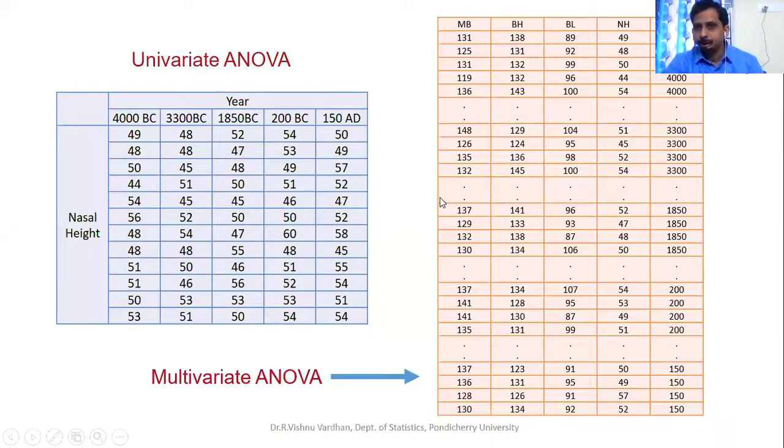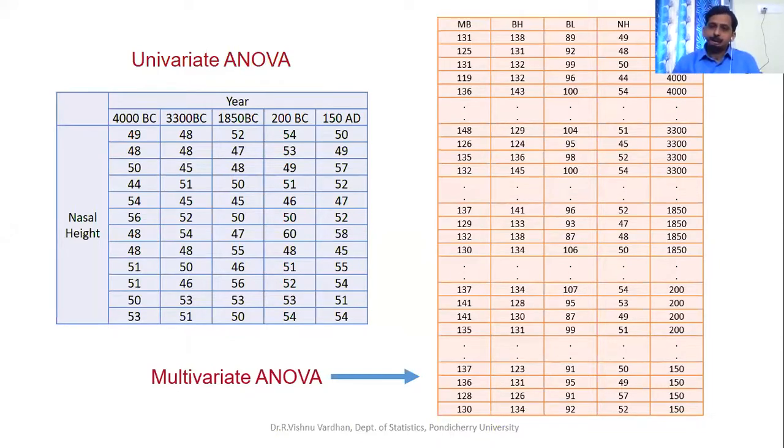Similarly, if I have different regions or any other factor, then that will become a two-factor MANOVA. As we have one-way ANOVA and two-way ANOVA, similarly here we have one-way MANOVA and two-way MANOVA. The major difference is that in univariate ANOVA you have one variable under consideration. In multivariate ANOVA you have a set of characteristics, a vector of characteristics, that are to be compared across different years of time.